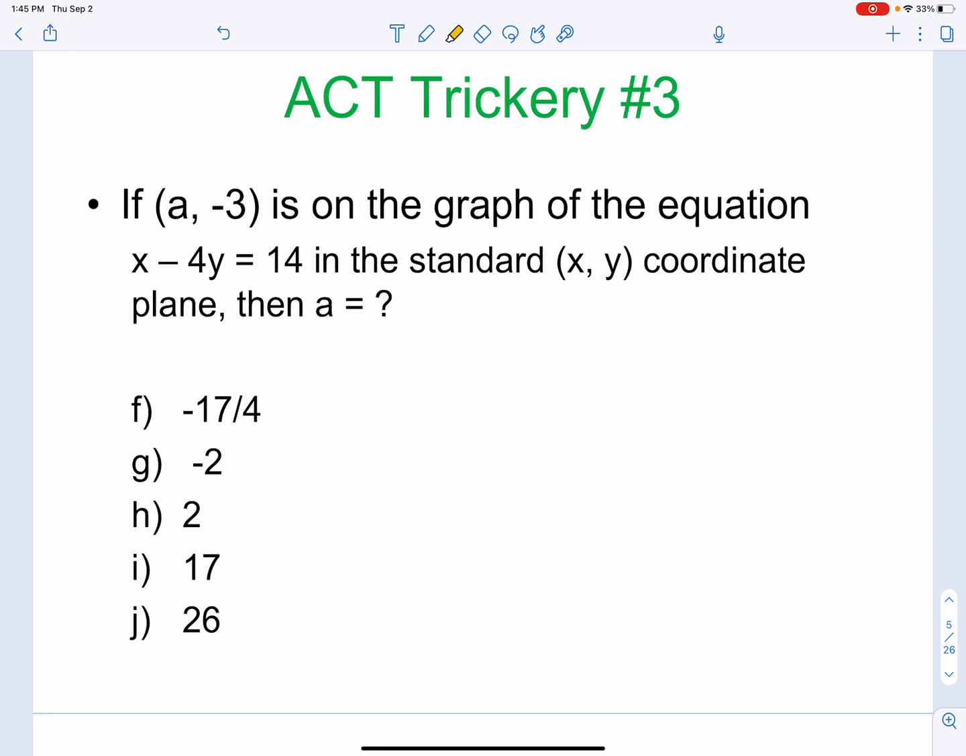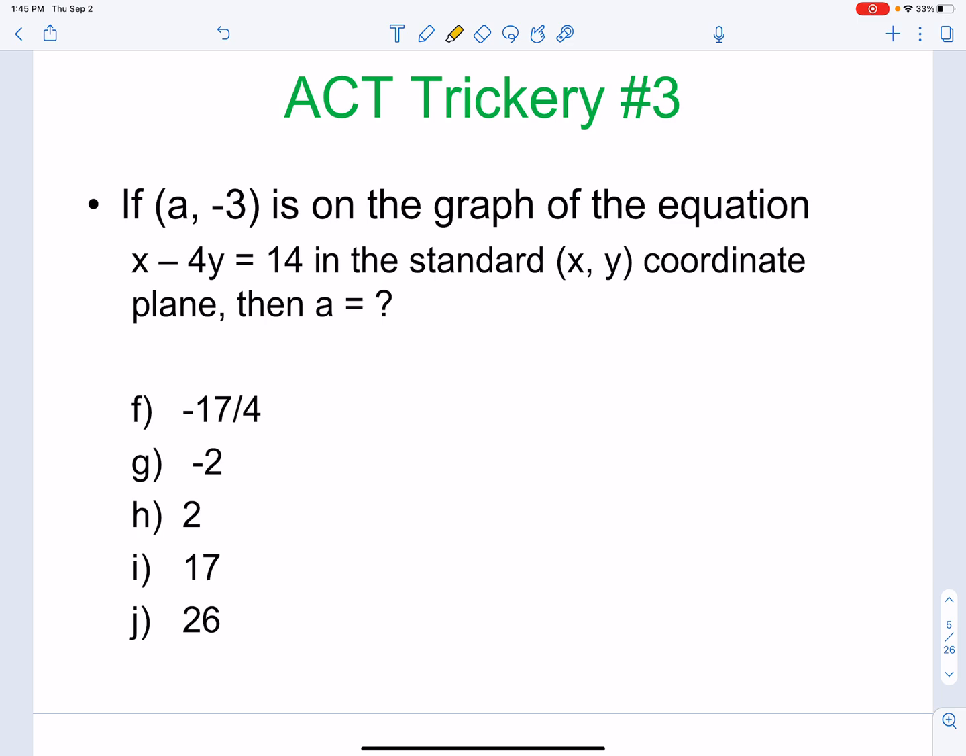This is a released ACT question. Go ahead and pause it and try it, because I don't know how long it's going to take. Some of you will get it done quick and some of you won't. So pause it and try it.